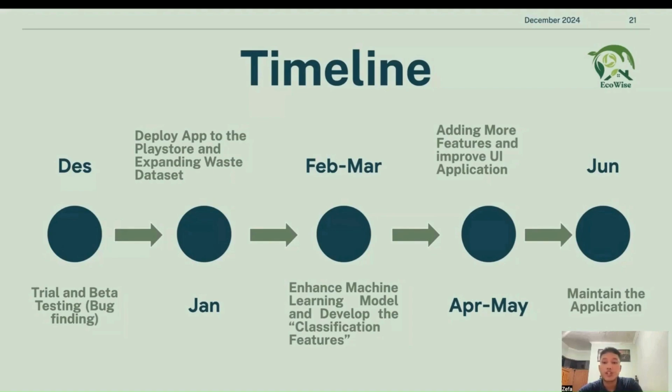In February to March, we focus on improving the machine learning model and developing classification features. April to May, we add new features and improve the application interface. Finally, in June 2025, the application will enter the maintenance phase to ensure its reliability.